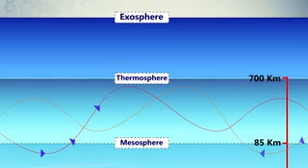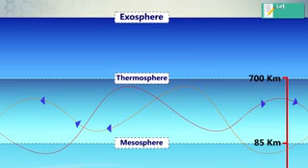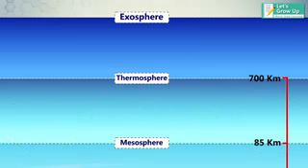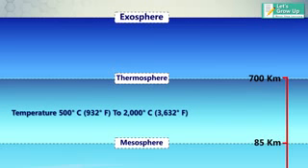The ionosphere reflects and absorbs radio waves, allowing us to receive shortwave radio broadcasts from other parts of the world. Temperatures in the upper thermosphere can range from about 500 degrees Celsius, 932 degrees Fahrenheit, to 2000 degrees Celsius, 3,632 degrees Fahrenheit, or higher.